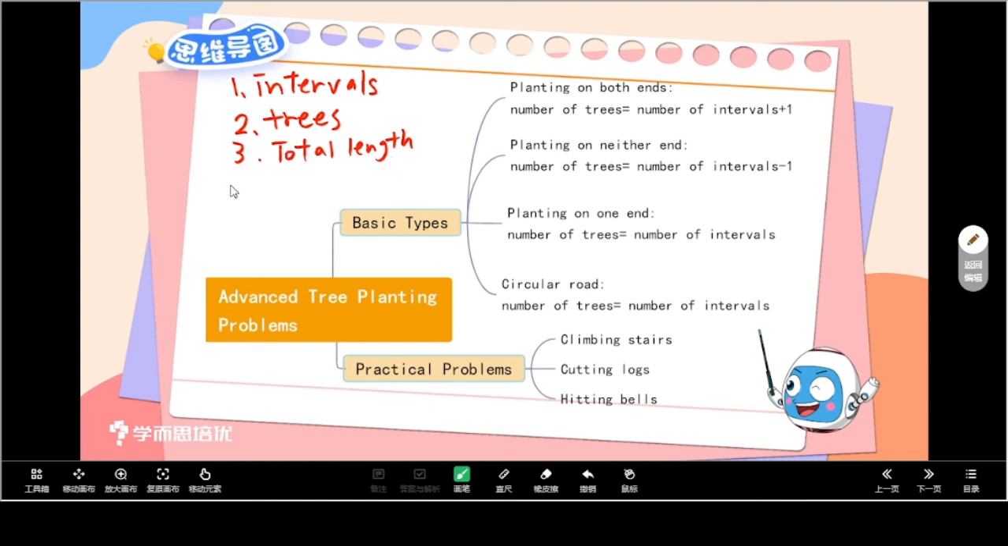Do you still remember? And for the fourth thing, if we need to calculate the length of the interval, we can use the total length divided by the number of intervals to get the length of interval. And also we have discussed many practical problems such as climbing stairs, cutting logs, and hitting bells. These are also interval questions in our daily lives. And for this type of question, we can always solve them by drawing a diagram.